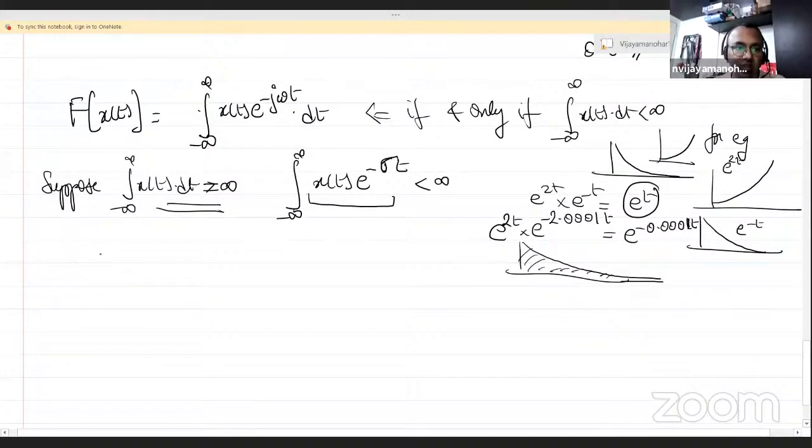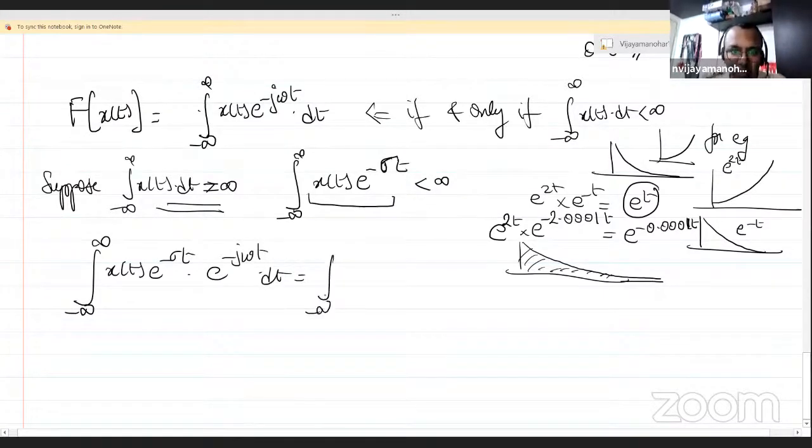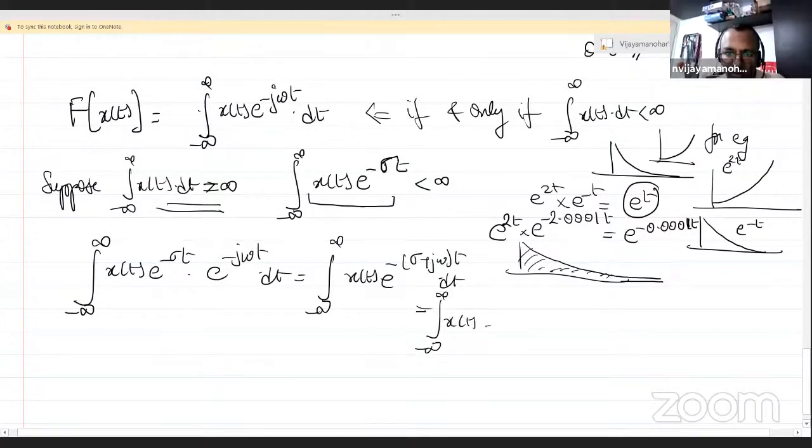So the Fourier transform of the result will be the integral from minus infinity to infinity of x of t e power minus sigma t into e power minus j omega t dt, which is nothing but the integral from minus infinity to infinity of x of t e power minus of sigma plus j omega t dt, which I call the integral of x of t e power minus st dt. This is what I call my x of s, the Laplace transform.